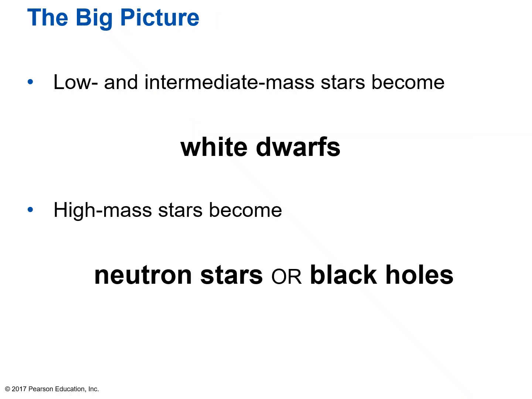The big picture. We learned by the end of Chapter 17, low and intermediate mass stars become white dwarfs. High mass stars become neutron stars or black holes. And those 3 objects are what Chapter 18 is about. So in this video, we're going to look at white dwarfs. In the next video, we'll look at neutron stars. And in the third video for Chapter 18, we'll look at black holes.